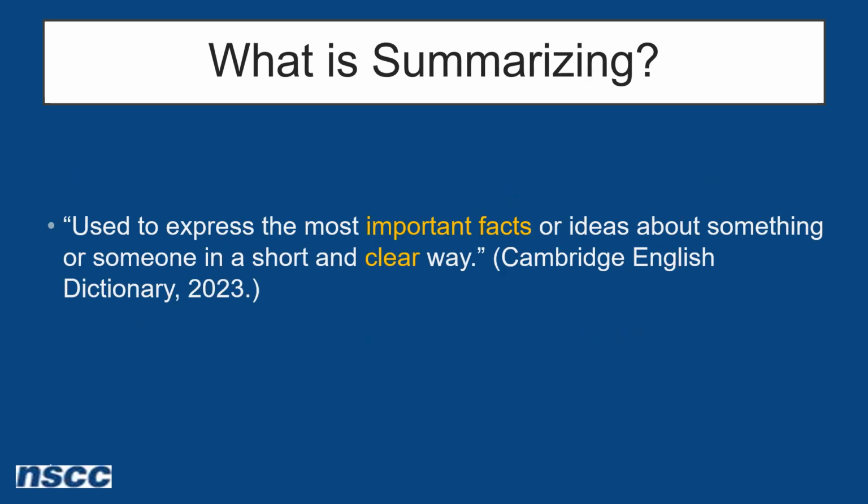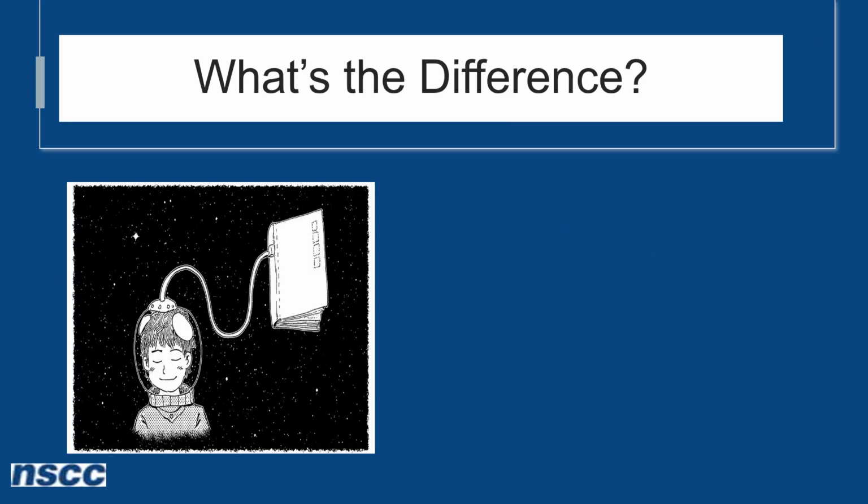What is summarizing? Summarizing is used to express the most important facts or ideas about something or someone in a short and clear form or way. What's the difference between these two skills?